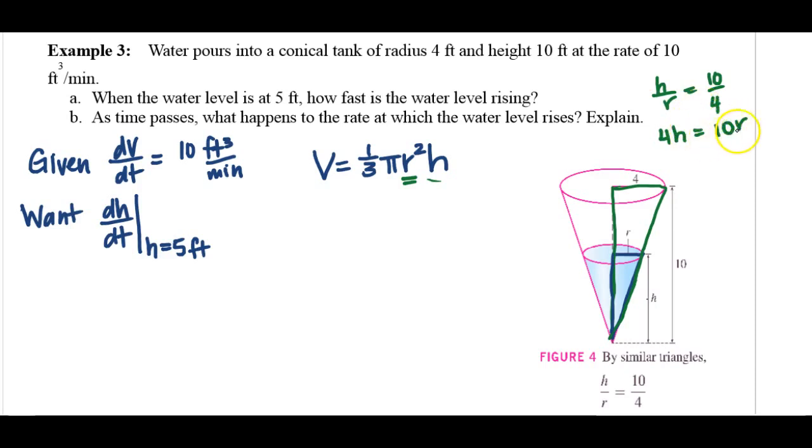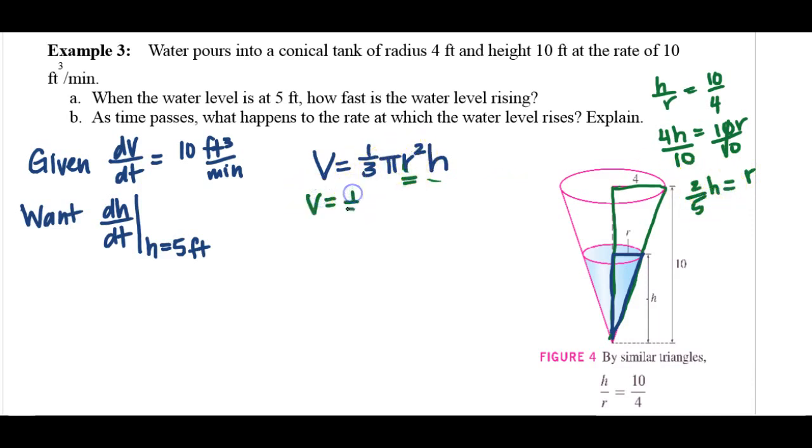And I want to solve for r so that I can replace this r with h's. So I'm going to divide both sides by 10. So the 10s will cancel. So r equals 2 over 5 h. So now I can take 2 over 5 h and substitute it into this r.